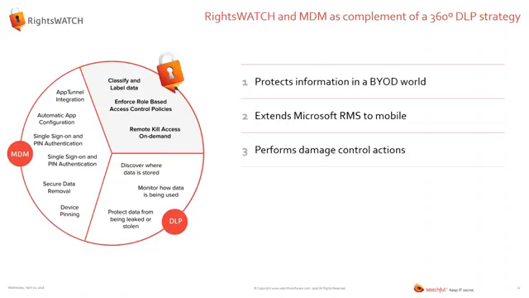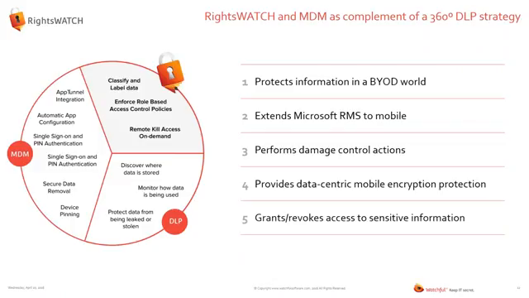So RightsWATCH is able to protect information in a BYOD world regardless of where the data resides, extends the Microsoft RMS to Android, iOS, and BlackBerry devices, perform damage control actions when a mobile device or smartphone is reported lost, stolen, or breached, provide data-centric mobile encryption protection with little to no user disruption, and grant or revoke access to sensitive information being accessed in a mobile device and smartphones on the fly.